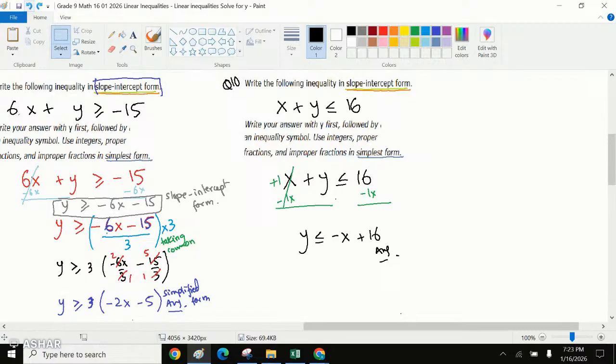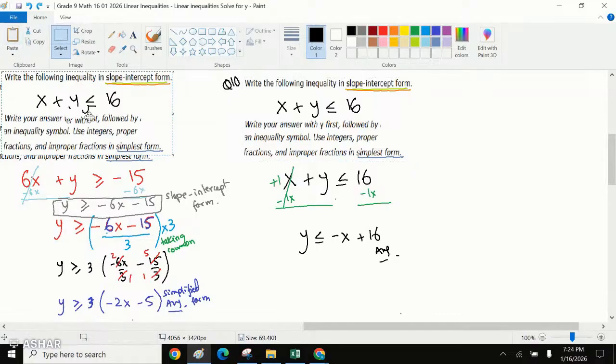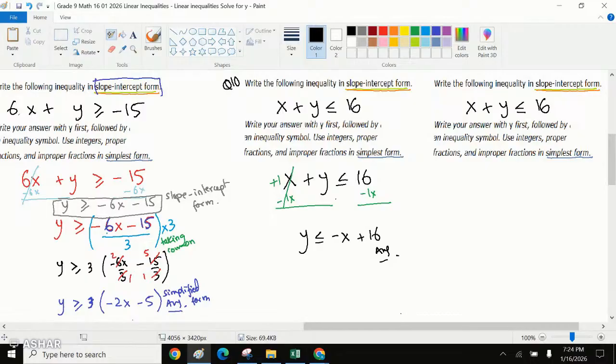Okay, let's see another example. So what we can say is, if the question given is this, copy and paste. I'm just utilizing my space. Question number 11. If I were moving a lot on screen, it would be difficult for you to understand. I prefer keeping things on a single screen. The next question states that 16x plus y is less than 8.